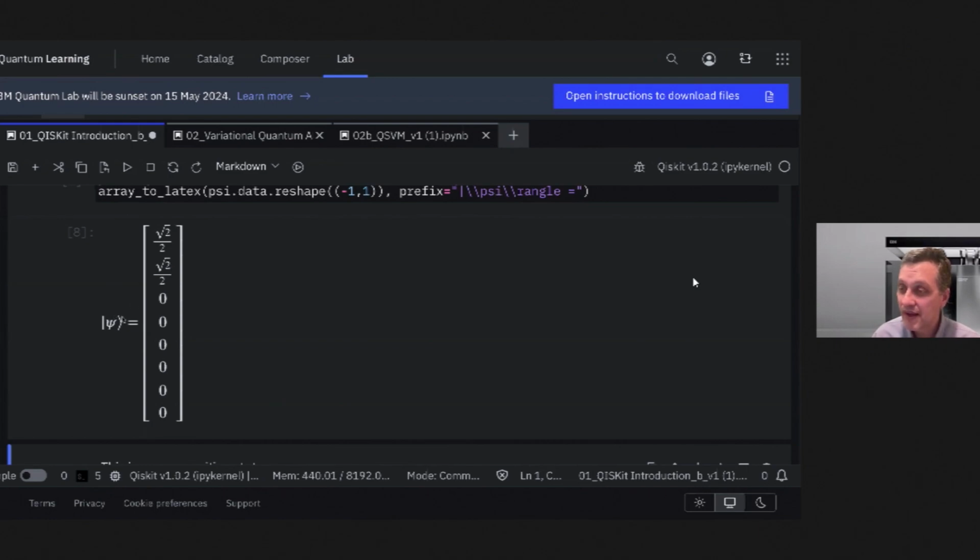So in this state, all the other qubits are zeros, and we have half probability of measuring 000, half probability of measuring 001, okay?